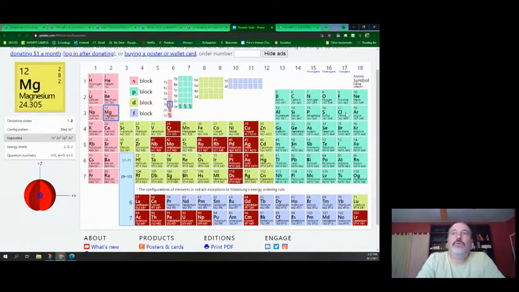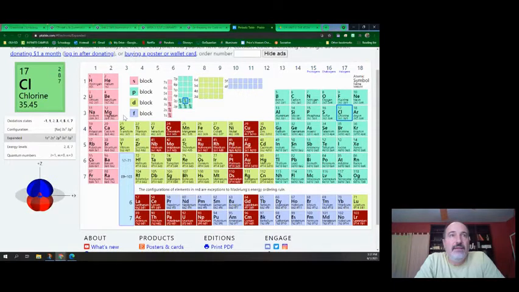And let's take a look at chlorine. Now, chlorine is the 1, 2, 3, 4, 5th element over in this column 3. It's going to be energy level 3, and it's the P section. So that's going to be 3p5. And you can see right here, it's going to end in 3p5. It has all the ones before it, and then 3p5.